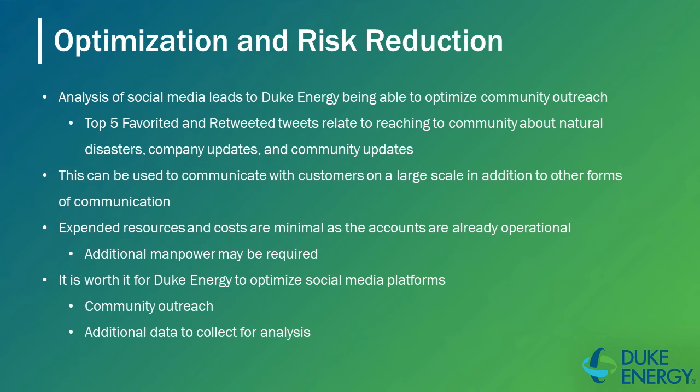As shown, the analysis of social media has led to Duke Energy being able to optimize community outreach. Their top 5 favorited and retweeted tweets relate to reaching out to communities about natural disasters, company updates, and community updates. In this digital age, social media platforms are able to be used to communicate with customers on a large scale.